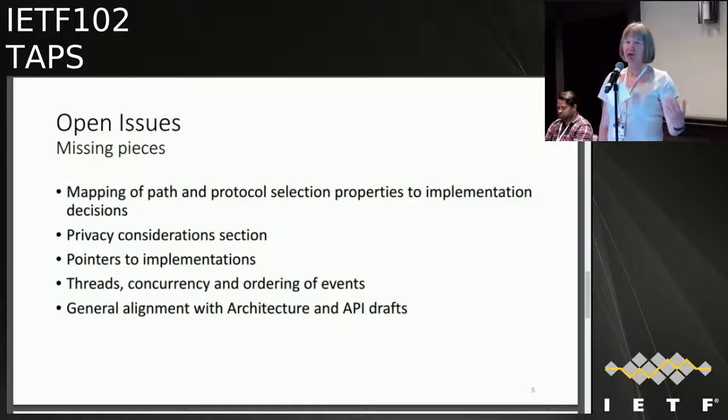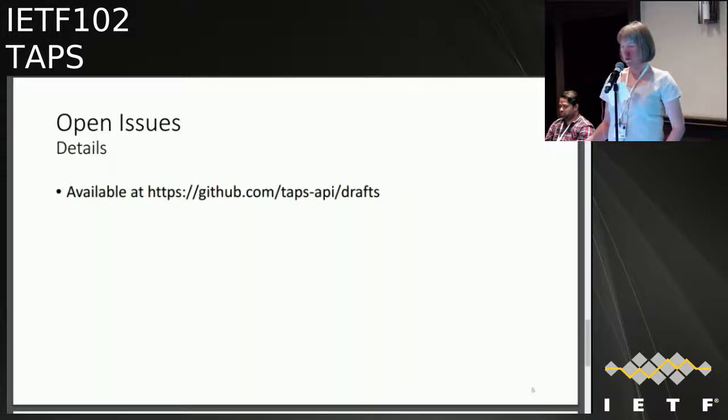We're going to add some pointers for the different implementations that are available. We need some discussion on threads and concurrency. There are some additions for ordering of API events that have gone into the API draft that don't have anything matching in the implementation at the moment. So we need to at some point see that we have matching things for everything. In general, there will be a number of alignments with the architecture and API drafts as those stabilize. And details for all the open issues are in GitHub. This applies to all three drafts, if you want to see the details for what is under discussion.